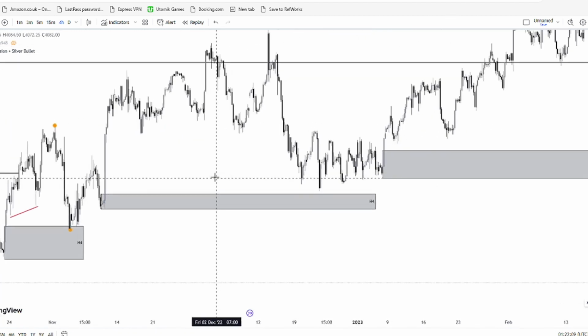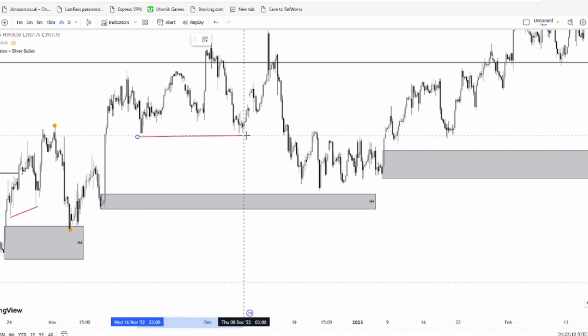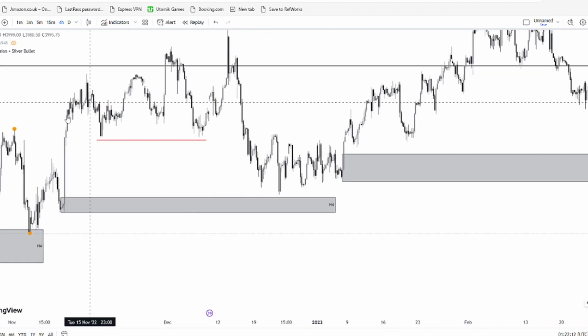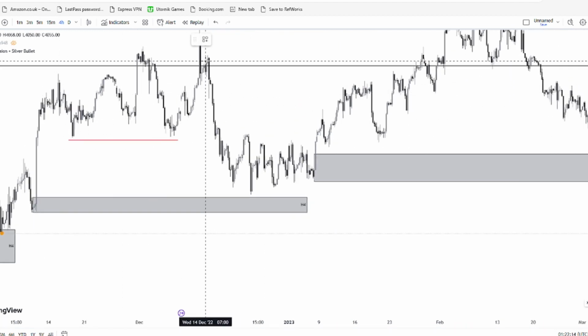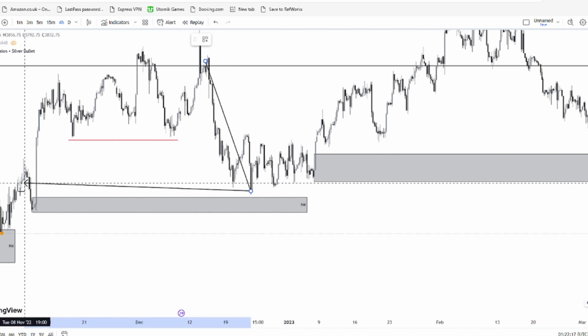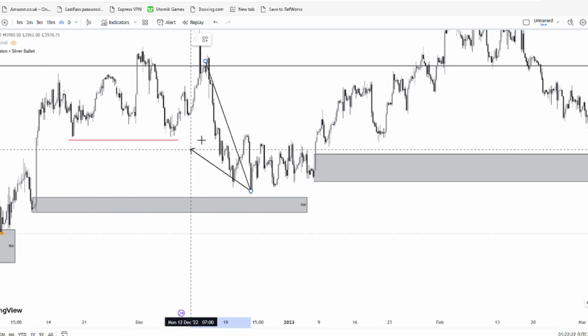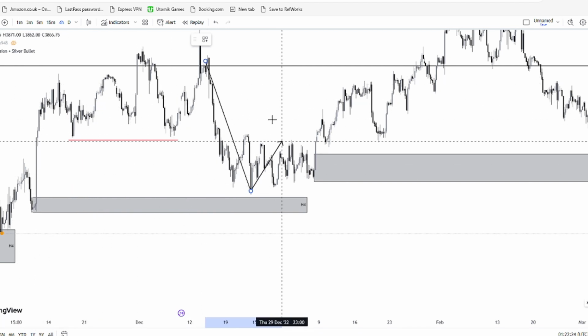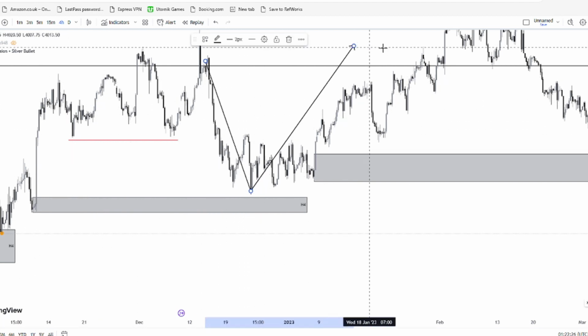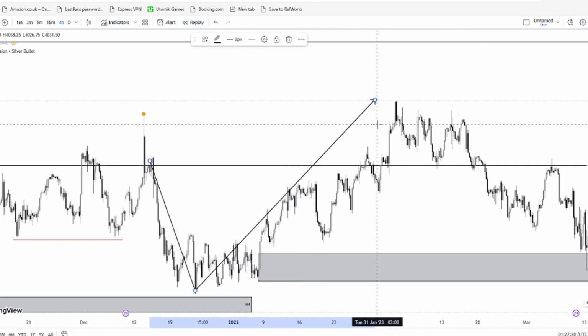Now what do we see? From here we see equal lows that get formed over here just before we see price break down. And yes, we don't quite fill the entire imbalance, which is fine, but the concept is we engineered liquidity in the form of equal lows. We swept the liquidity before essentially seeing another break of structure.